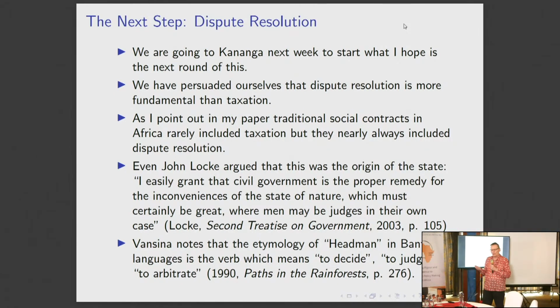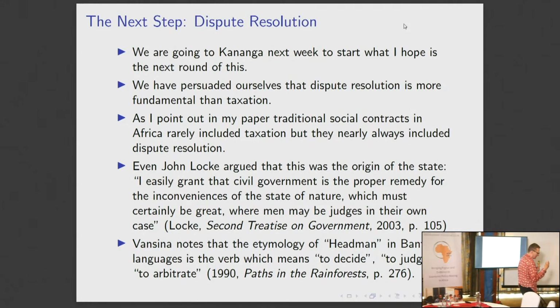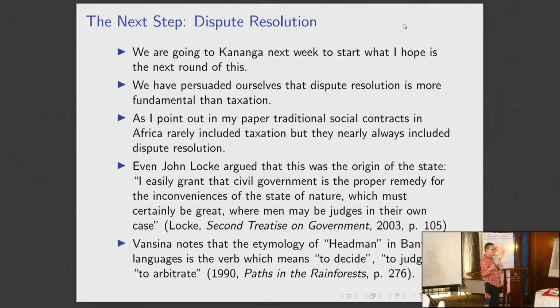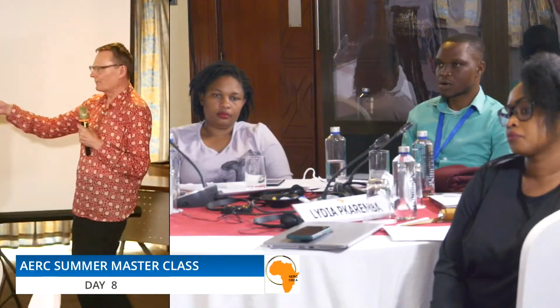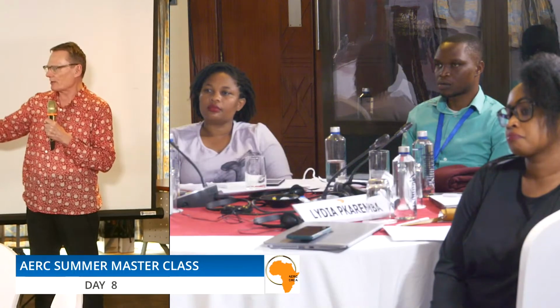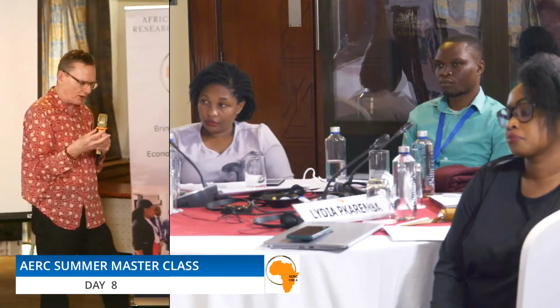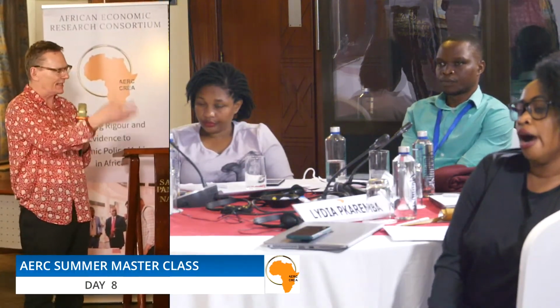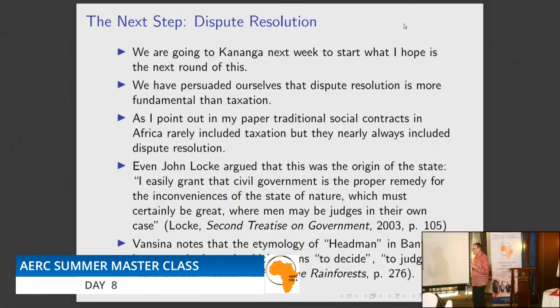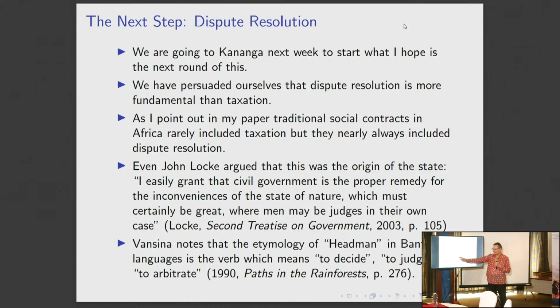And he talks about why it is valuable to have these institutions. Why is it valuable to have a state and state administration? And he doesn't talk about taxation, okay? Here's what he says: "I easily grant that civil government," the state basically, "is the proper remedy for the inconveniences of the state of nature." The state of nature was this thought experiment of a world without a state, before there was a government. Having a state is a solution to the inconveniences of the state of nature, "which must certainly be great where men may be judges in their own case."